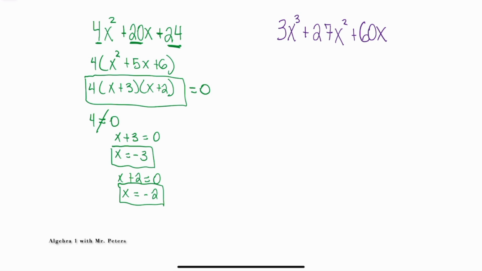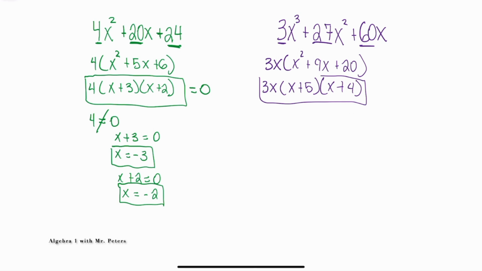In the second example, we're going to do the same thing. So we look at these three terms, and we could pull out a greatest common factor of not just 3, but 3x. So when I pull that out, we're left with x squared plus 9x plus 20. And now when we focus on this, we're looking for factors that multiply to give us 20, add to give us 9. So we're going to break this down as x plus 5 times x plus 4.